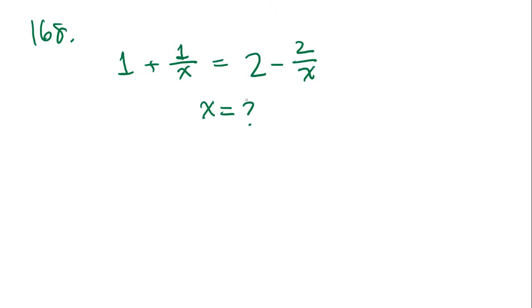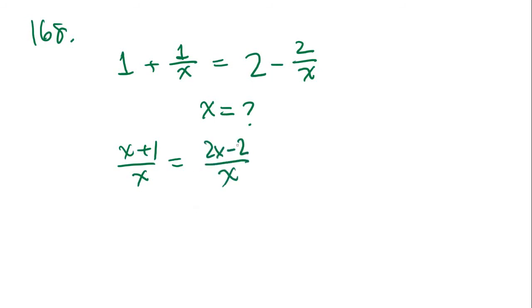168 says if 1 plus 1 over x equals 2 minus 2 over x, then x is equal to what? This is your standard computation problem where you simply have to push your way through and figure out what x is. So we know that 1 is the same as saying x over x, right? So x plus 1 is going to be x plus 1 over x on the left side, and on the right side, this is going to be 2x over x minus 2, like so.